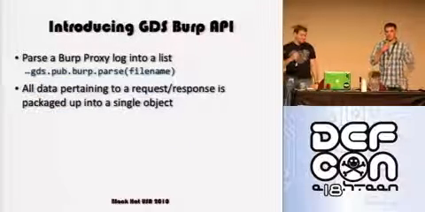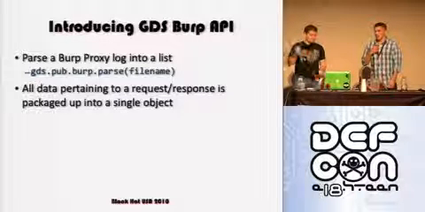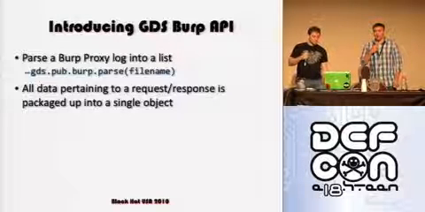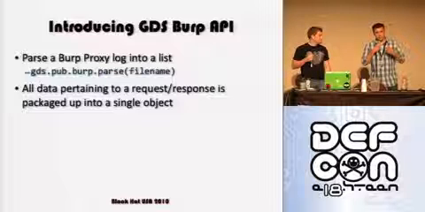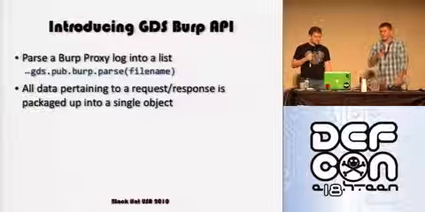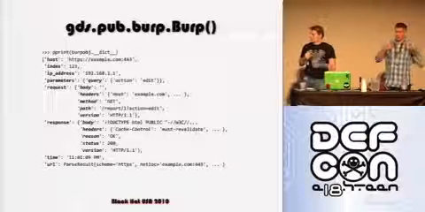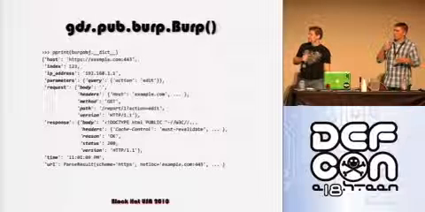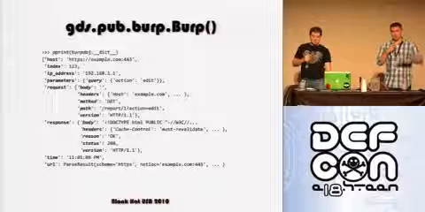What I did was I wrote this API. I call it the GDS Burp API. It allows me to parse a Burp proxy log, and then every request and response gets bundled up into what I call a Burp object. So a Burp object looks like this. You have the request properties, the response properties, the time, the URL, and the parameters that you sent. Basically everything that Burp recorded to the log.